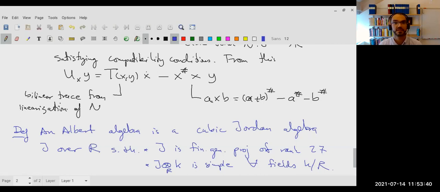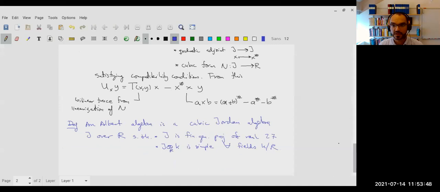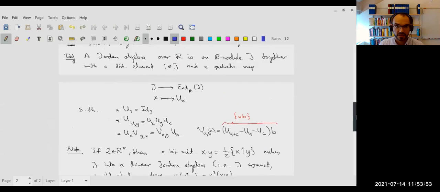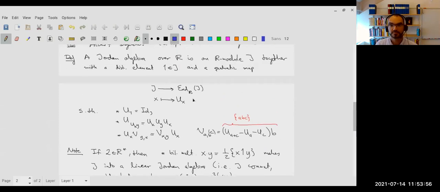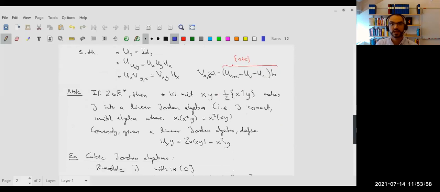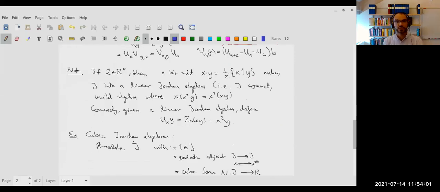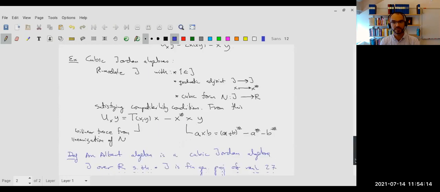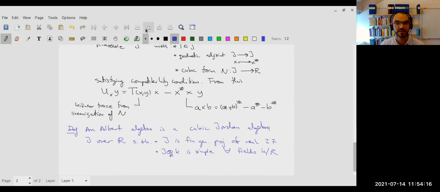The reference is Petersson's survey article that came out 2 or 3 years ago. But let me just recapitulate. So we have replaced the multiplication by this U operator. And we look at a special kind of Jordan algebras, those having some cubic form and some adjoint in terms of which our U operator is defined. And if they have the right dimension and no ideals, then we call them Albert algebras.